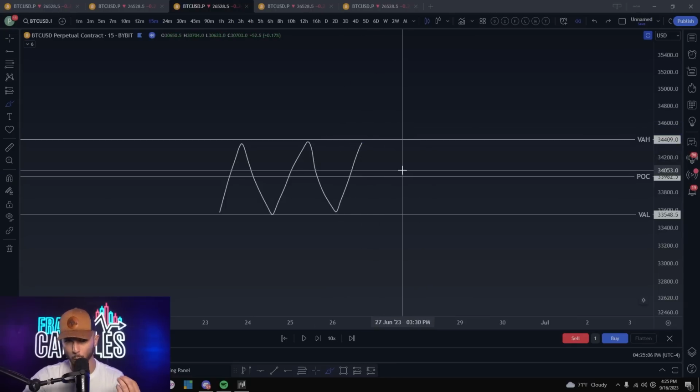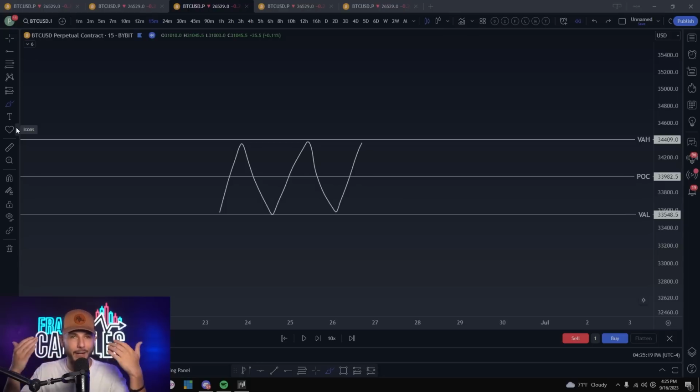Now, why does this work so well? So now that you know what a swing failure pattern is and how to identify it on the chart, again, we'll take a look at the live candlestick chart in a second, but now that we know what a swing failure pattern is, let's talk about why it actually works. Let's talk a little bit about what is actually going on behind the candlesticks.